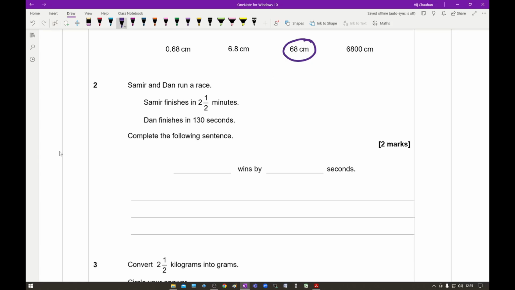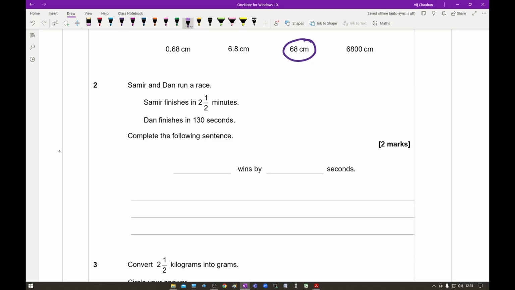So for this, as you can see, we've got two different sets of units, and what we want to try and do when comparing is convert it so that they are both in the same units. Now, because they want the difference in seconds, it makes more sense for us to convert both times into seconds than it would be to convert into minutes. So really the only one that I need to convert is going to be Samir's.